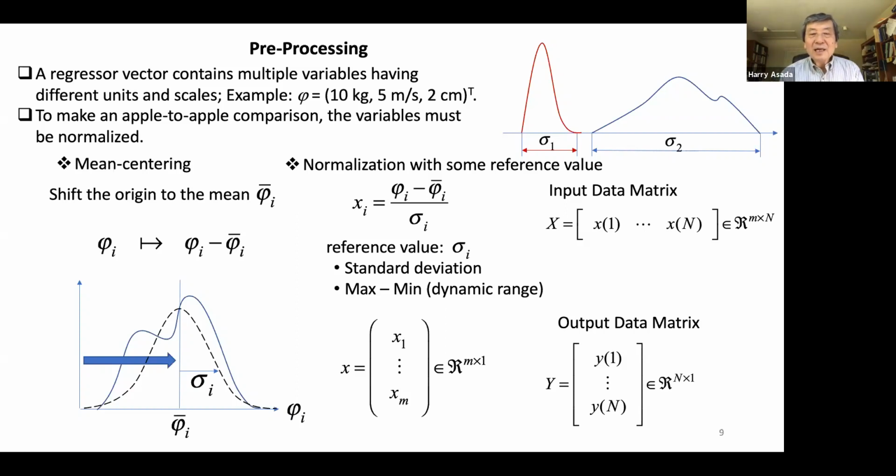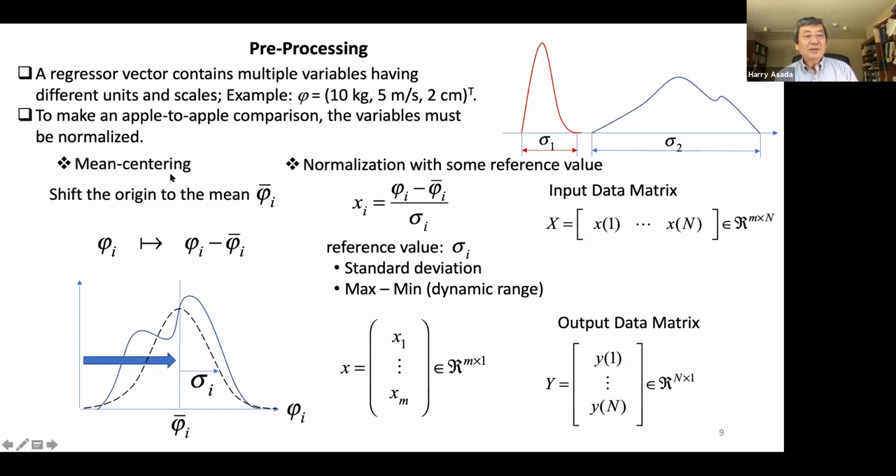If you naively put 10, 5, 2 into your computer and do some analysis, the result will be very different if you use a different unit, like 0.02 meter for the third one. This number looks much smaller than in the previous case, right? So depending on whether the units are different, you can't make an apple-to-apple comparison. So before going into any analysis like this, we do the following.